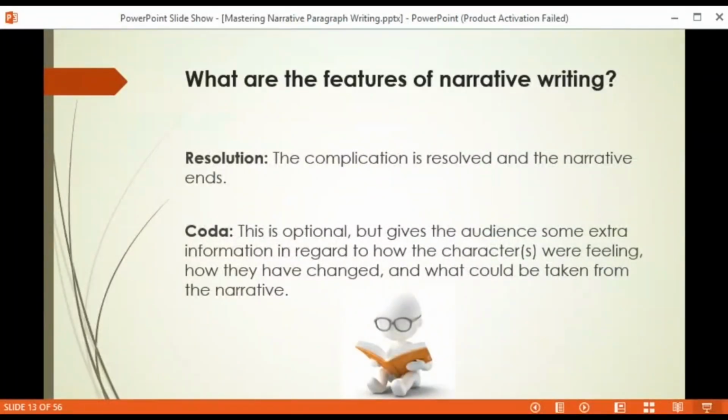Next, resolution. The complication is resolved, it is solved, and the narrative ends. We have coda. Coda can be at the end, it is optional, but gives the audience some extra information in regard to how the characters were feeling, how they have changed, and what could be taken from the narrative.